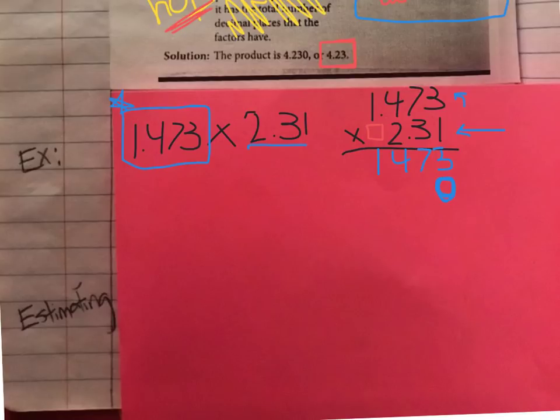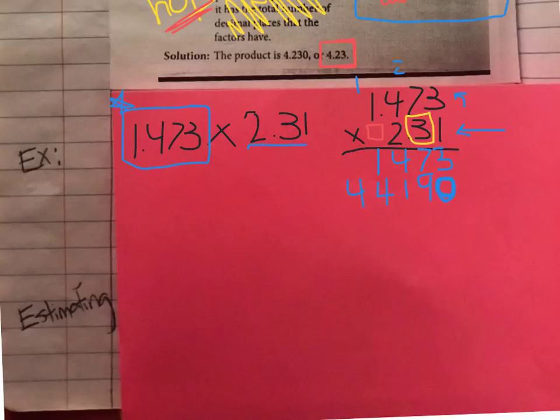So I'm gonna star this. We're on to this 3. Now we're doing that one times all the numbers up above. So 3 times 3 is 9. I write that. 3 times 7 is 21, so I have to carry my 2 up there. 3 times 4 is 12, plus that 2 is 14. Carry my 1, and 3 times 1 is 3, plus that 1 is going to be another 4.